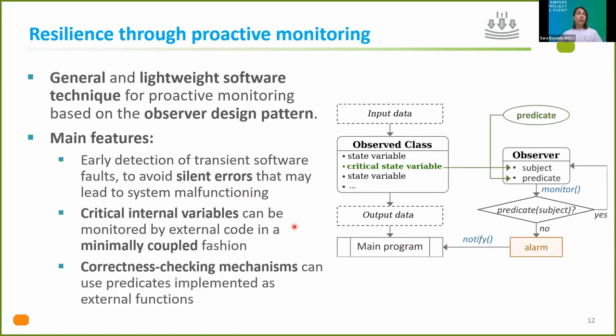The other mechanism is proactive monitoring. This is a more general and lightweight software technique that is based on the observer design pattern. It allows us to define critical internal variables that can be monitored with minimal coupling between the application code and the observation code. And it allows correctness checking based on predicates. So these variables can be checked throughout the execution of the program to see whether the predicate is still fulfilled or not and detect problems. The problems we want to detect are mainly transient software faults, to avoid silent errors that could at some point lead to system malfunctioning.